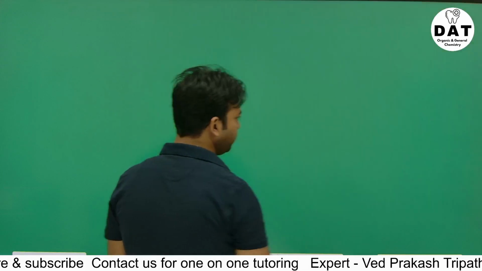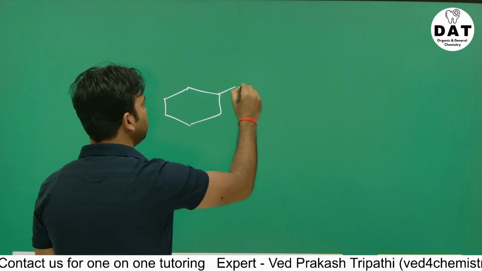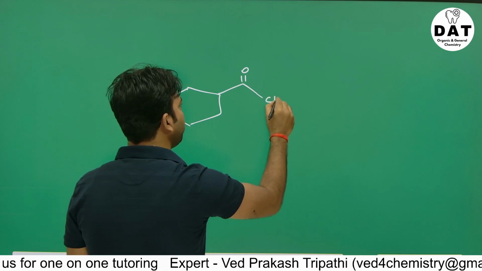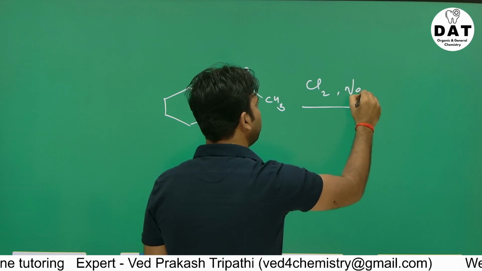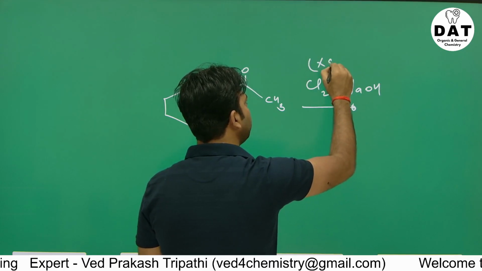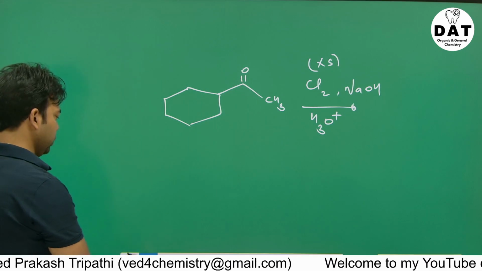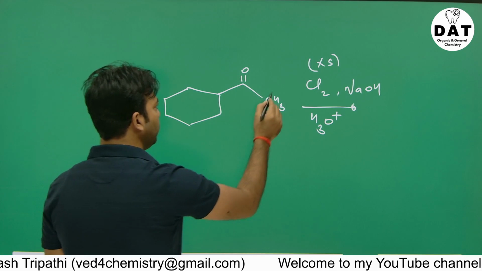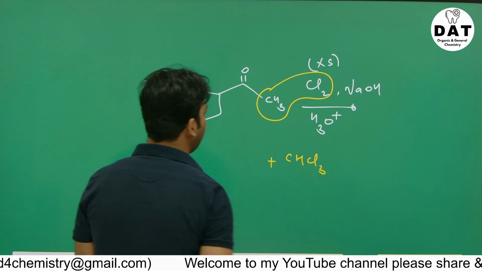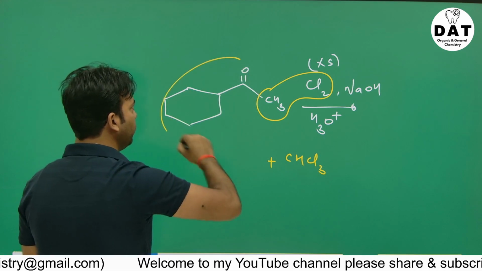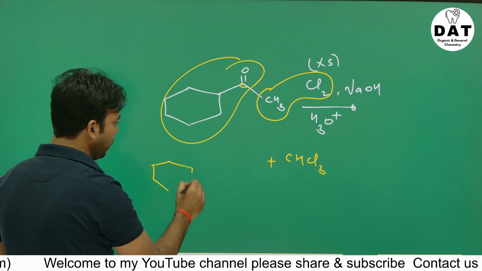Suppose you have this one, excess, and here hydrolysis. So simple, we can say this CH3 is going to form chloroform, and we all know chloroform is CHCl3, and the rest of the part is what? This part is going to oxidize, meaning OH. So C bonded with OH, so here you have carboxylic acid.